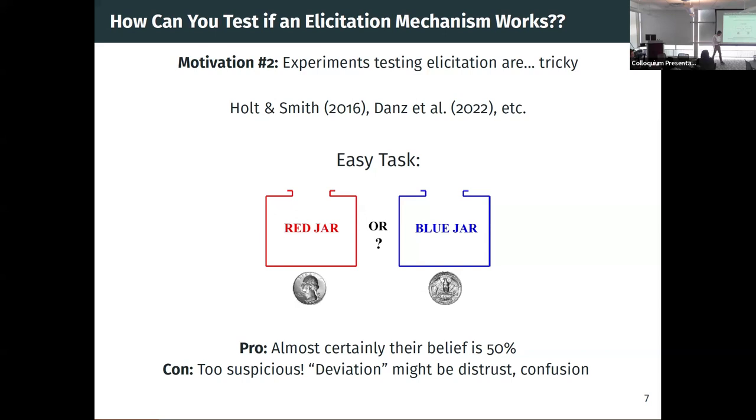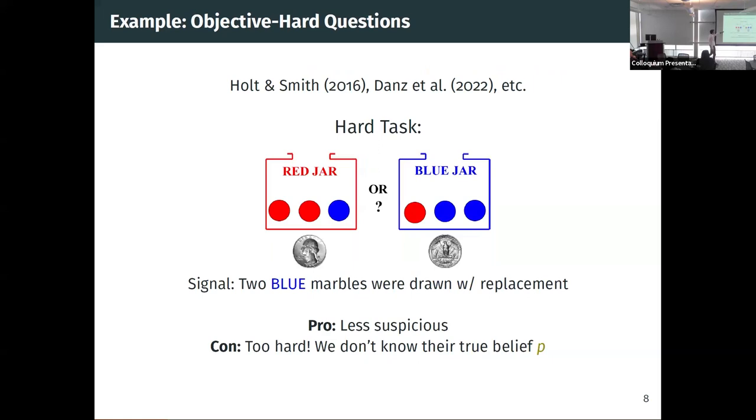So that's why people use this marbles task. The advantage of that is it's less suspicious. It is a kind of a hard problem, but then it's too hard, right? We don't know if they have a correct belief of 20%. Okay? So we're sort of stuck in this literature. How can we test whether a mechanism works if this is too suspicious and this is too hard? So what kind of task can I use to test whether these mechanisms work or not?